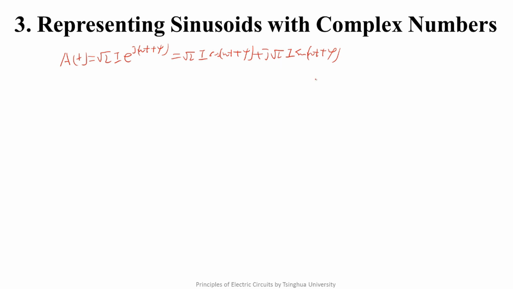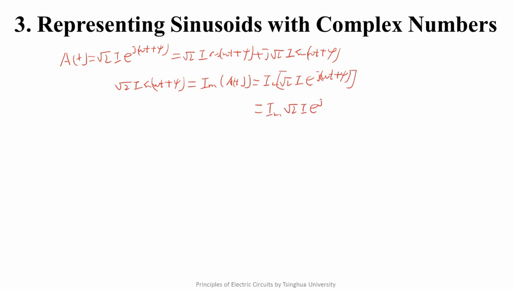Can anybody see it? The sinusoid we discussed just now is the imaginary part of the complex function. Namely, the square root of 2 times I times sine(omega t plus psi) equals the imaginary part of the corresponding complex function. What's the importance? We can rewrite the complex function in detail like this. Be careful of the expression with the red line. It's a complex number, obviously. Furthermore, it represents both the effective value and the initial angle of the sinusoid.